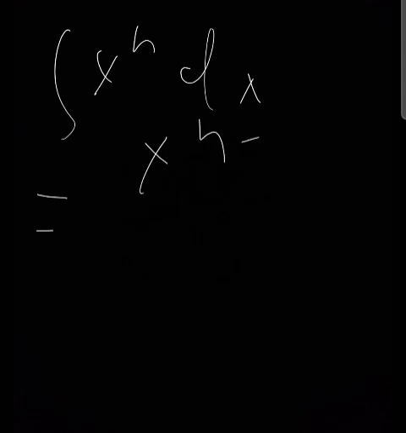And so, back to the, actually we'll stick with antiderivatives here. If you have an antiderivative of x to the n dx, it is equal to x to the n plus 1 over n plus 1 plus c.